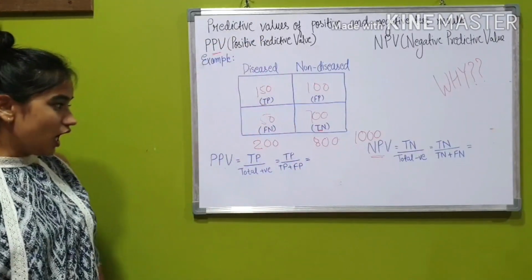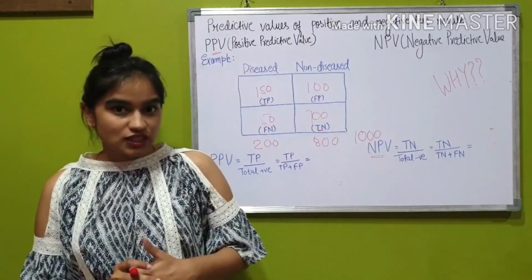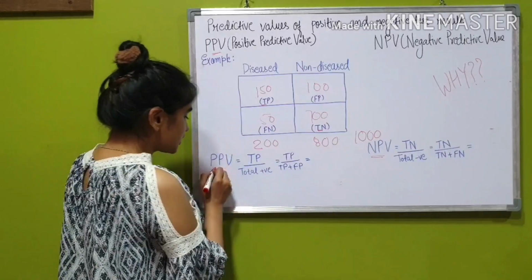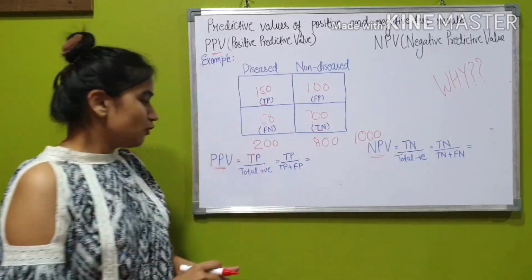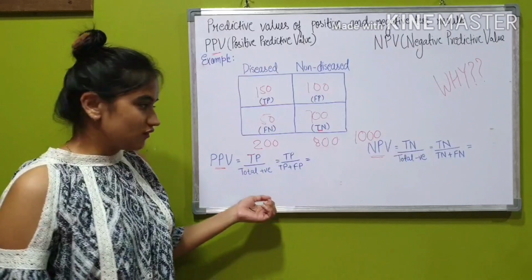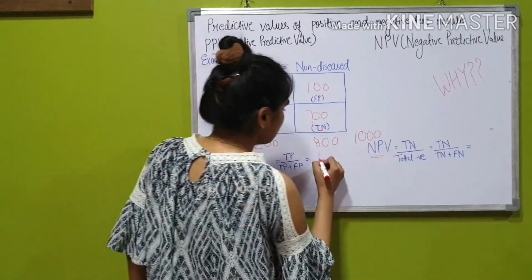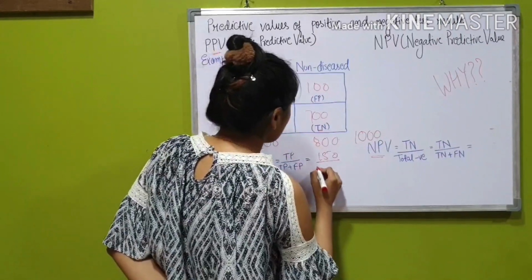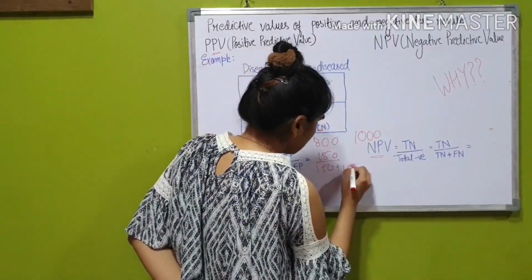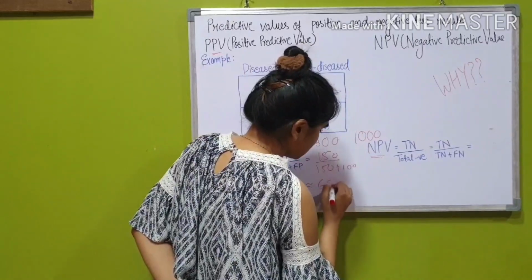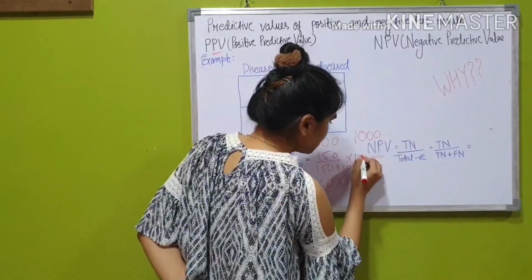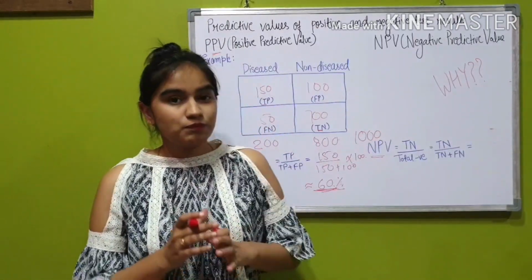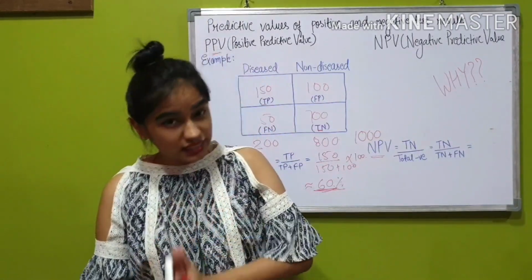So, how to interpret a positive test result? We have to calculate positive predictive value for that. So, it's calculated by dividing true positive by total positive. That is, true positive 150 upon total positive, that's true positive plus false positive. That's 150 plus 100, and that comes to about 60% in 250. That means 60% of total individuals tested positive are truly diseased.